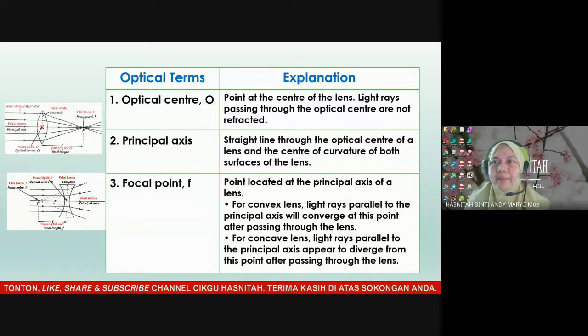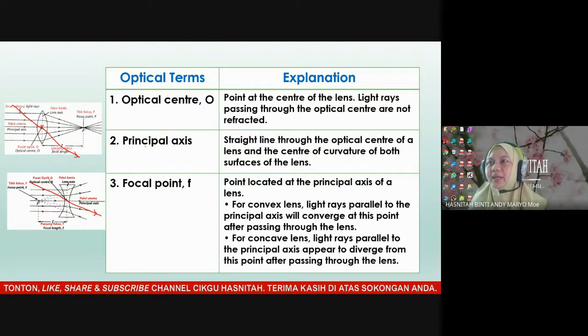For example, if there is a light passing through the center in this way, it will continue to travel in a straight line. The same goes for a concave lens. If there is a light passing through the optical center, it will continue to travel in a straight line without being refracted.